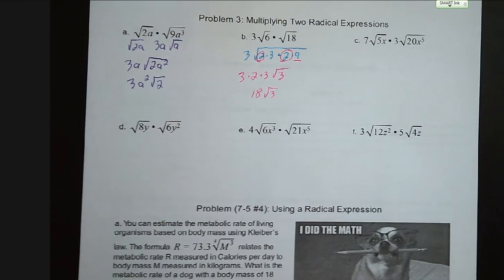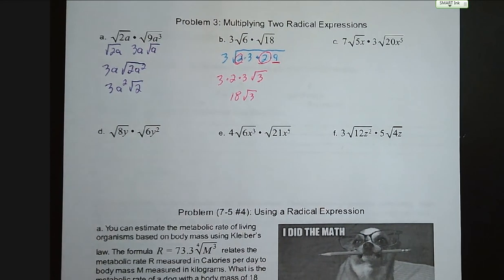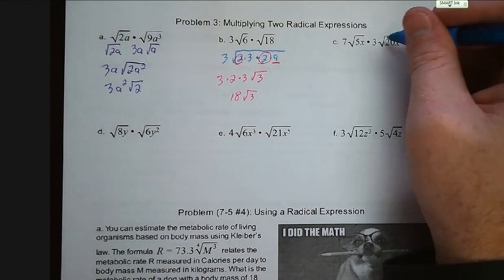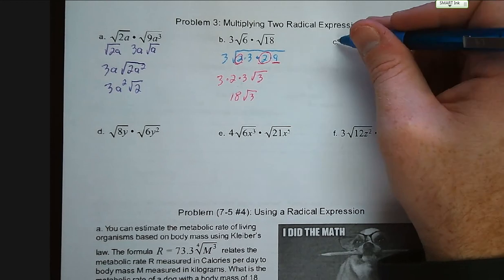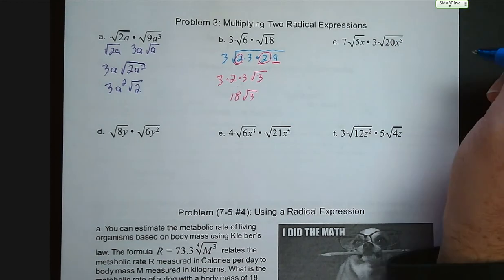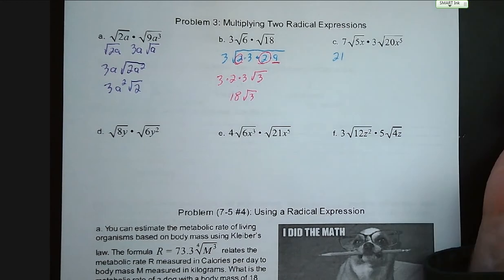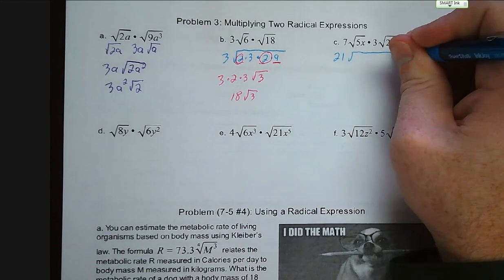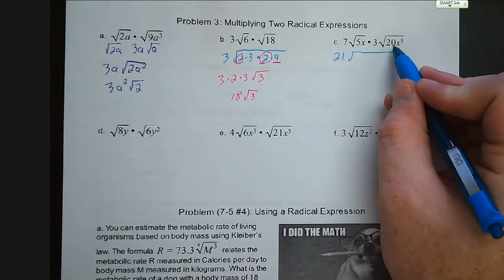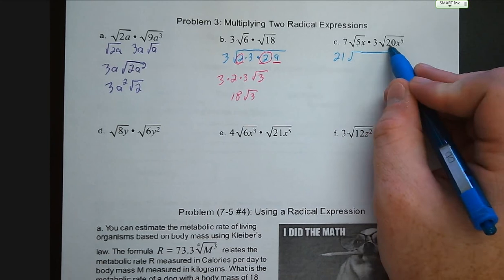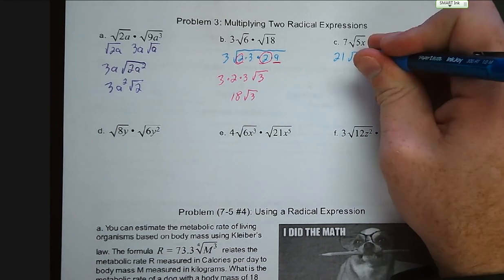Okay. Letter C. This is one where I would want to multiply these together and see what I get. We always multiply any coefficients that are out in front first. So 7 times 3 is 21. And we have the square root of, multiply our coefficients inside, so 5 times 20 is 100.